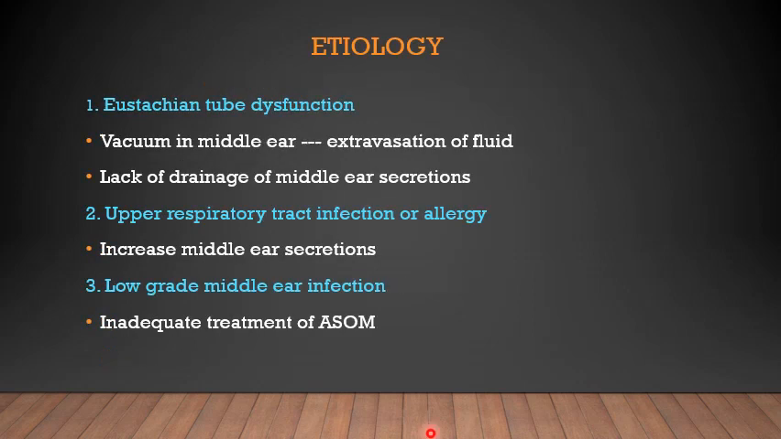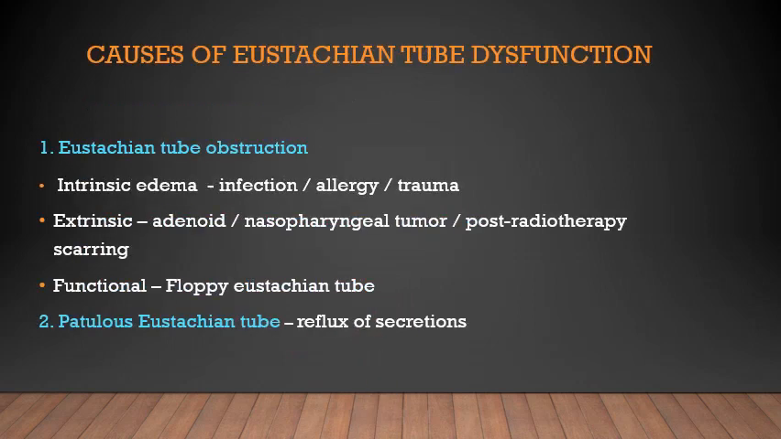Etiology of otitis media with effusion. There can be eustachian tube dysfunction. Vacuum in middle ear can cause extravasation of fluid. Lack of drainage of middle ear secretions can also cause otitis media with effusion. In case there are upper respiratory tract infections or allergies, they will increase the middle ear secretions. Low-grade middle ear infection can persist because of inadequate treatment of ASOM.